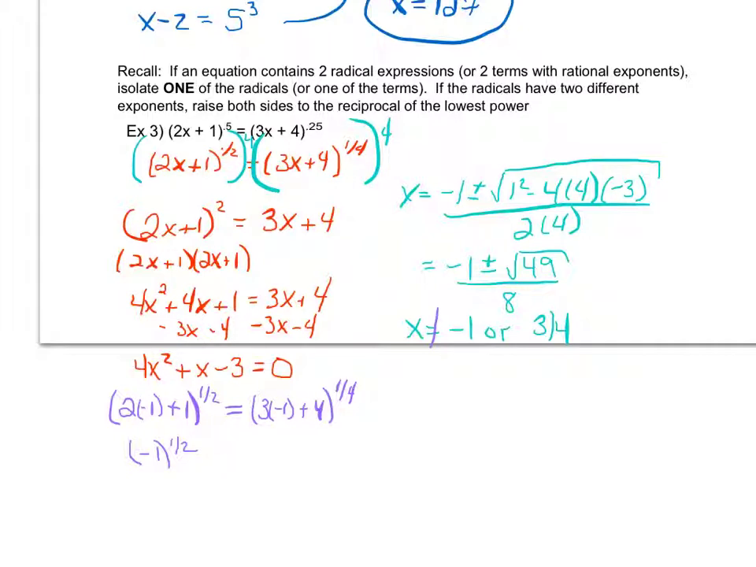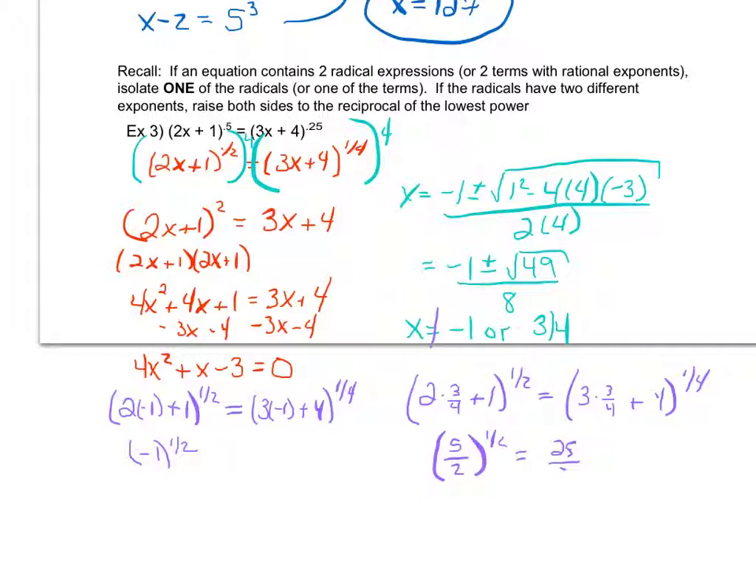And I'm just going to check 3/4. Plugging in 3/4, I get (2 times 3/4 plus 1) to the 1/2. Does it equal (3 times 3/4 plus 4) to the 1/4? After working this out, I get (5/2) to the 1/2. Does it equal (25/4) to the 1/4? Well, keep in mind that I can break this into multiplication and raise it, do a double power, because power to the power is multiplying.